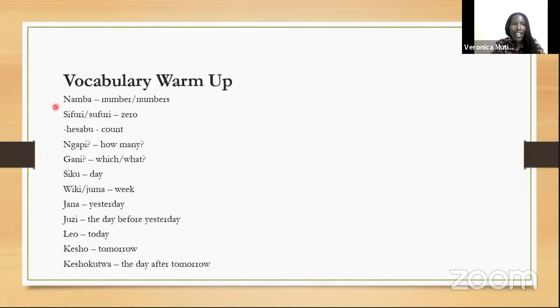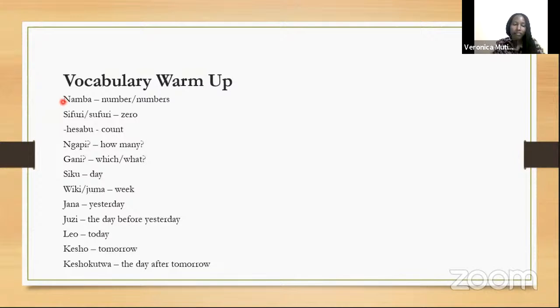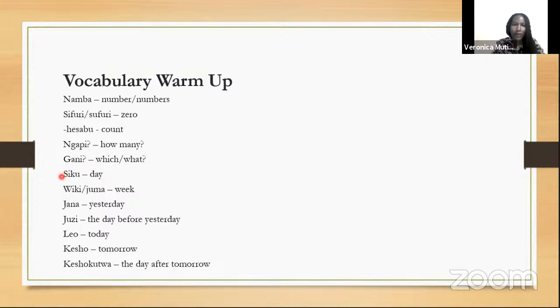Frank, do you want to try? Yes, please, I'll do that. I'm pointing. So number. Perfect. For numbers. Sifuri or sufuri for zero. Hesabu for count. Ngapi for how many. Gani for which or what. Siku for day. Wow, very correct. That is good. So then we go on.